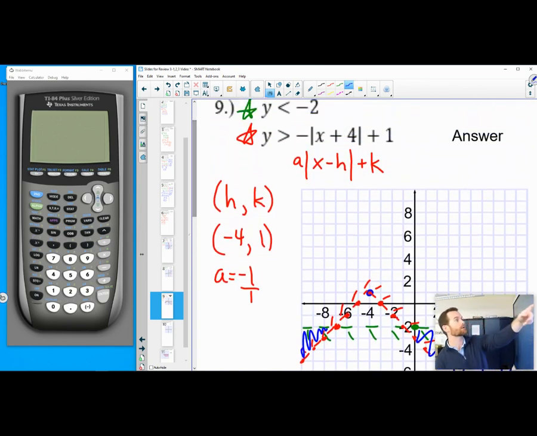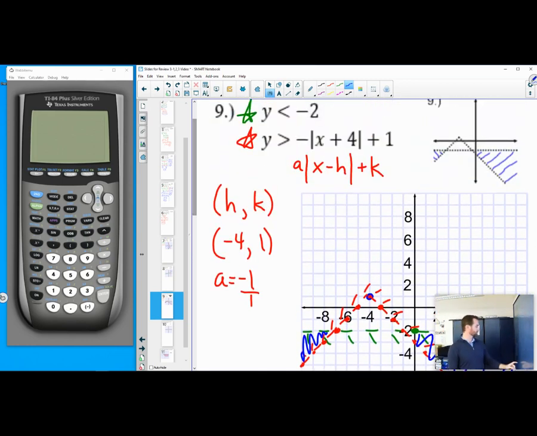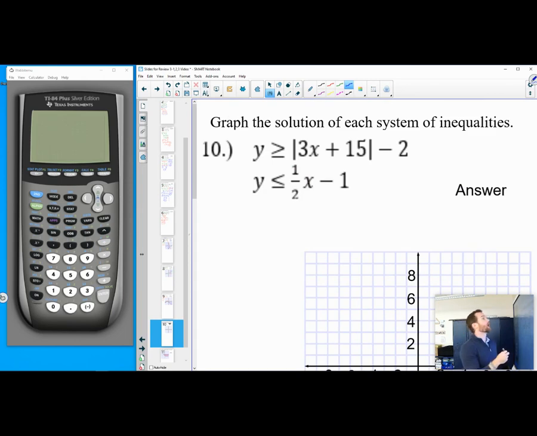So let's check this against our answer key. That looks pretty good to me. Yep. Okay, good. 2 more. Let's see if we can get this done.